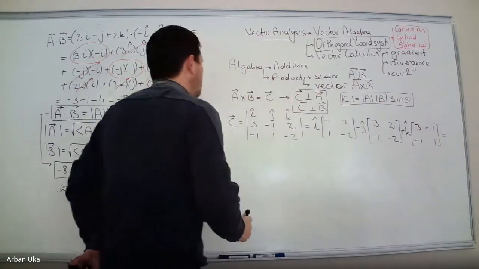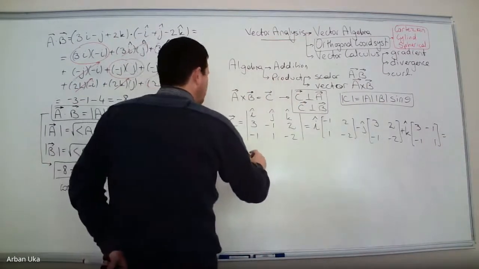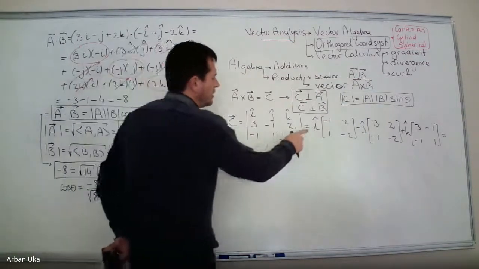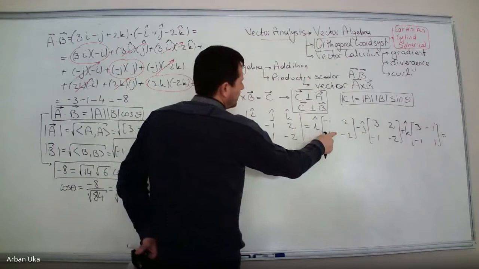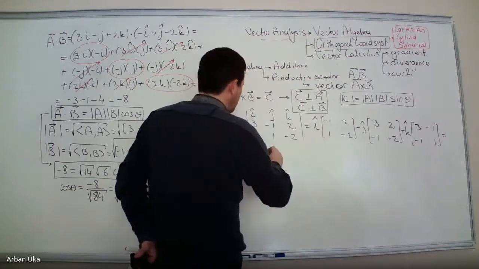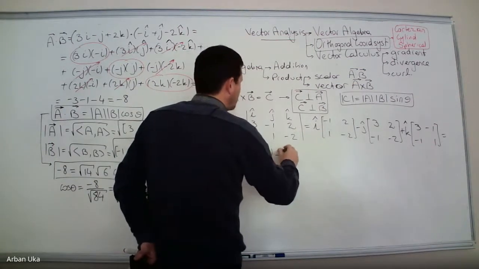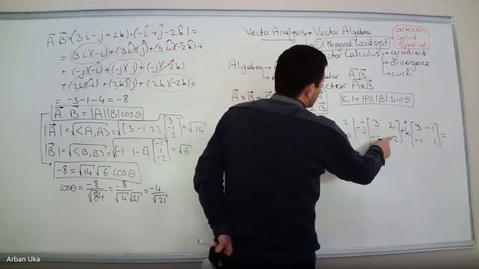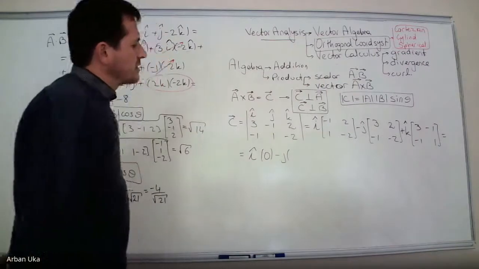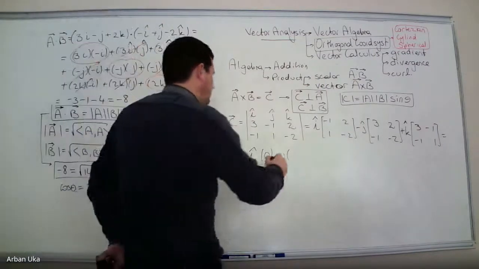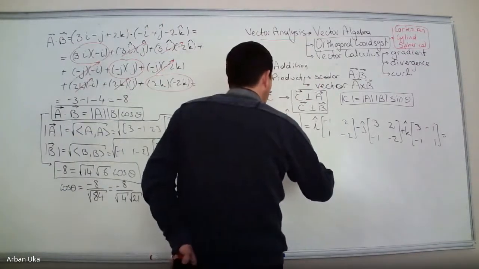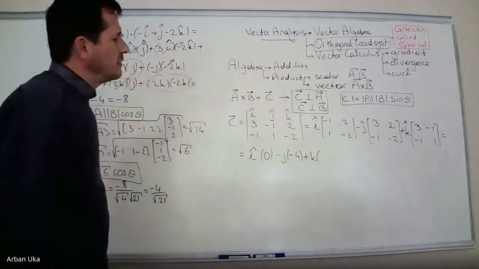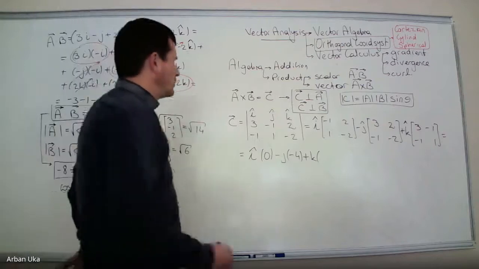And then C would be equal to, the projection of C along the x-axis is going to be equal to 2 minus 2, 0, minus J times minus 6 plus 2, which is minus 4. Plus K, here we have 3 minus 1, which is equal to 2.